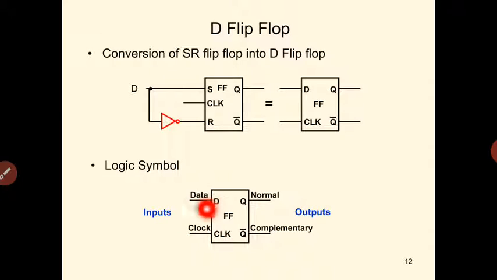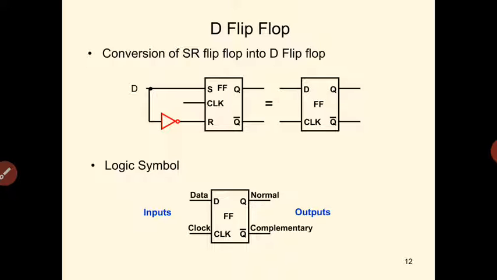So this is the logic symbol. D stands for data or delay flip flop, with Q output, complementary output, and clock. This is the input pin, these are the output pins, and this is the clock signal. So this is how you can implement the D flip flop with the help of an SR flip flop.